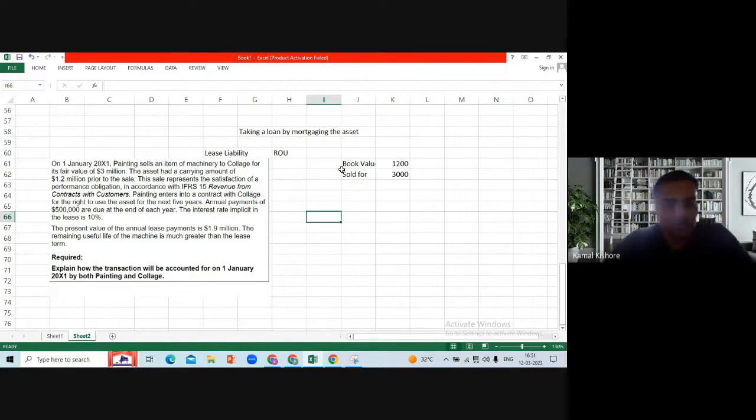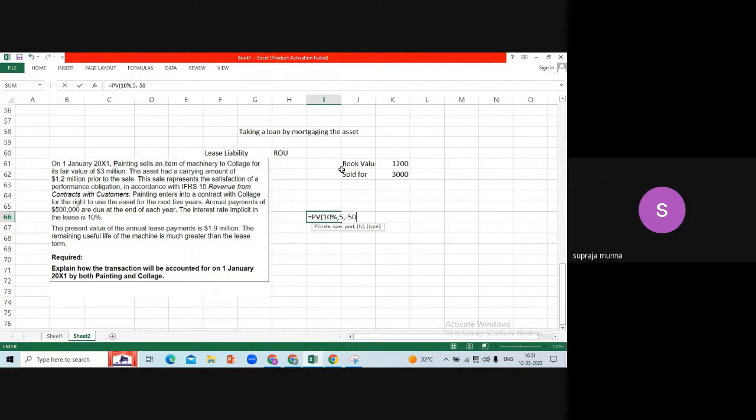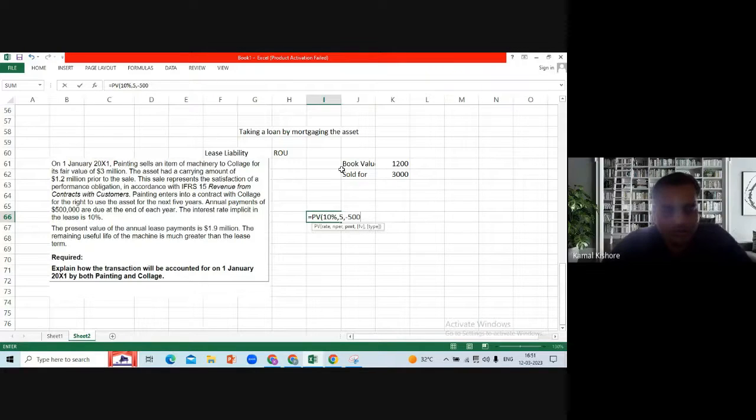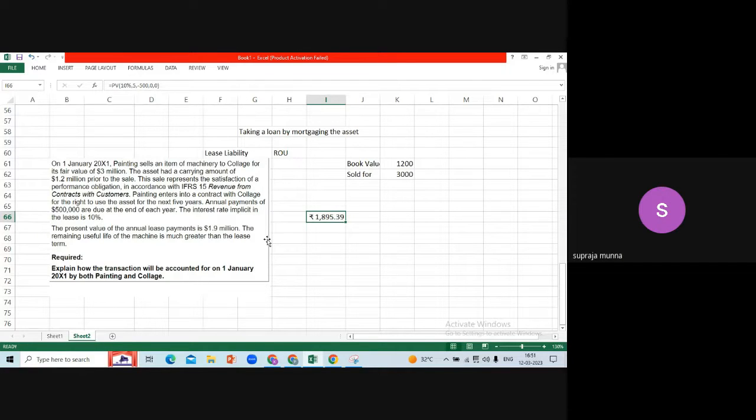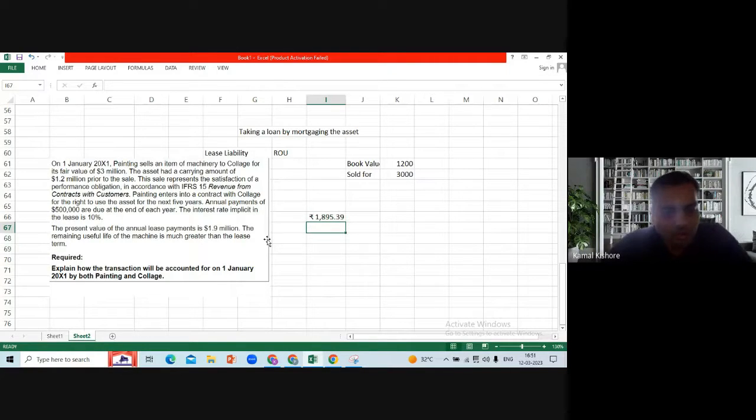Okay, 500,000 are due at the end of each year. So relative to present value, 10%, number of periods 5 years, payment 500, future value is 0. They are already telling you the present value of the lease payments is 1.9 million. And the remaining useful life of the machine is much greater than the lease term.